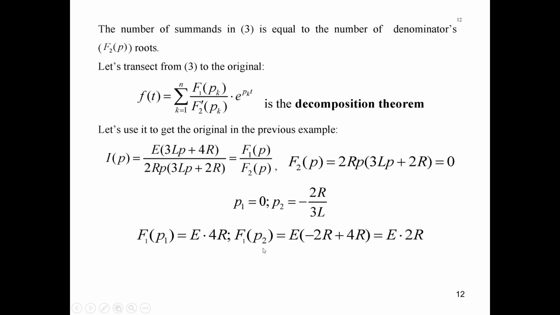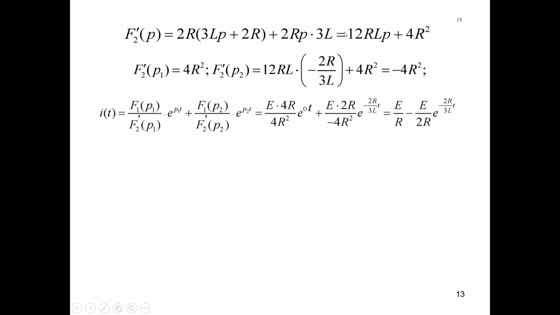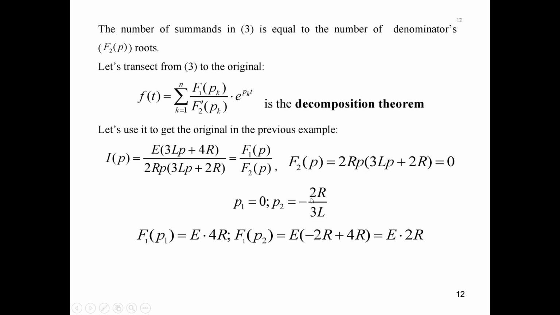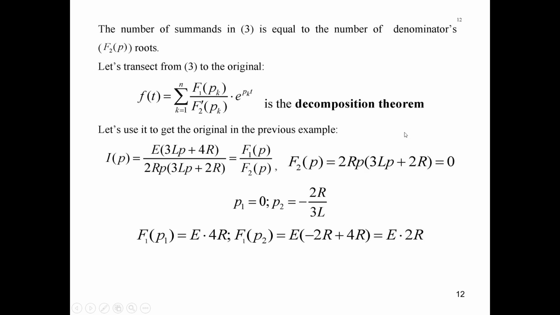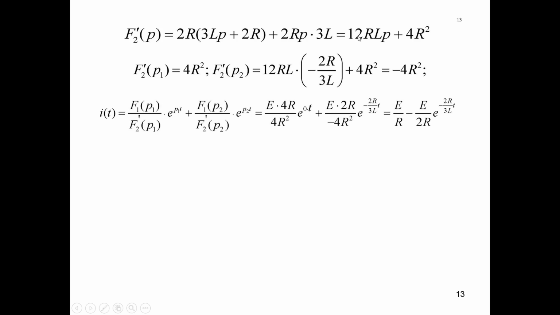Then we should substitute each root in this expression for the derivative by p of the denominator. First root, p1 equal to 0. When we substitute it here, this summand will disappear at p equal to 0, so it will be just 4 multiplied by r². Then when we substitute the second root, equal to minus 2r over 3l, it will be minus 2r over 3l multiplied by 12rl.